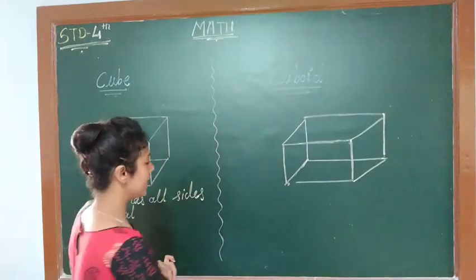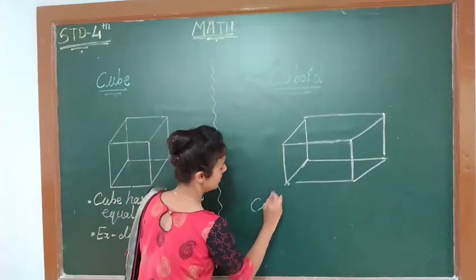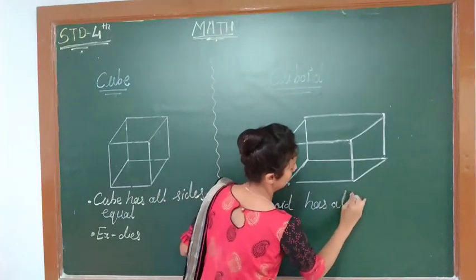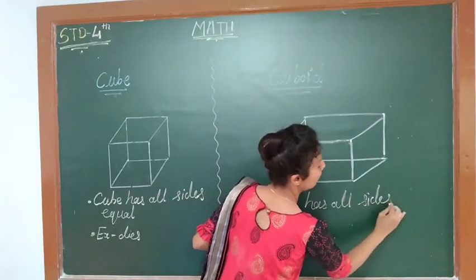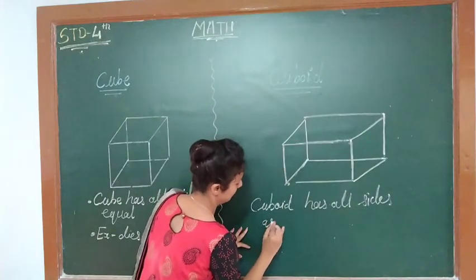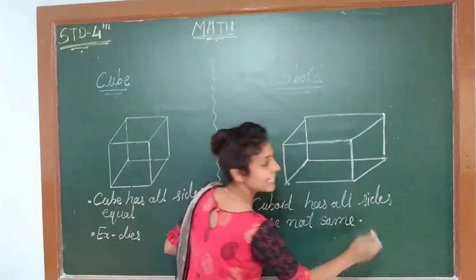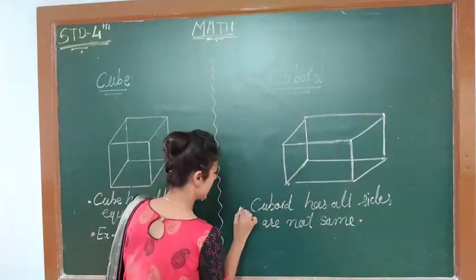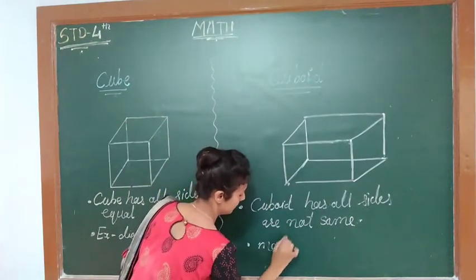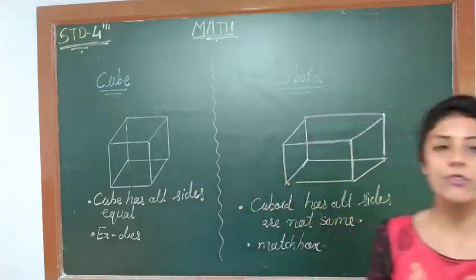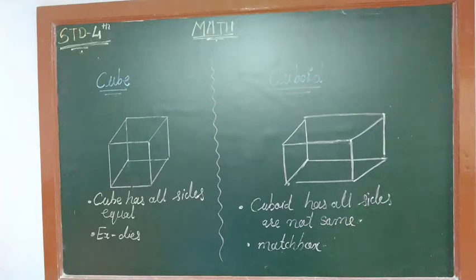This is the cuboid. An example of cuboid. Cuboid has all sides not the same. Matchbox is an example of cuboid. So this way you can draw the cube and cuboid in your own notebook.